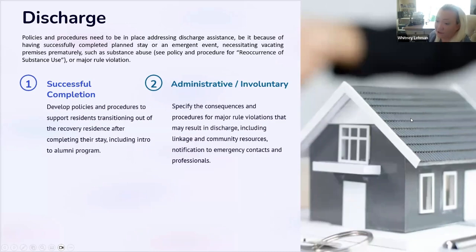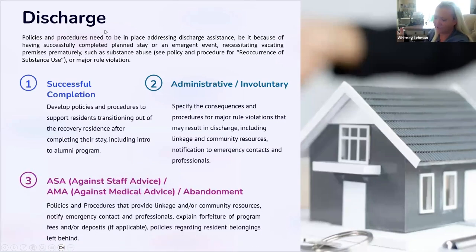Administrative involuntary discharges. What do those look like? So these would be for consequences of major rule violations. And so are we going to be linking them to another home? I guess it depends on the scenario, whether they're going to a higher level of care, a more appropriate level of care. But if we are going to be doing an involuntary discharge, we do need to notify their emergency contact and any care professionals that they are working with. And then again, staff advice or ASA, AMA, abandonment, depends on what level of provider you are, on what you're calling it, but it's really all the same.